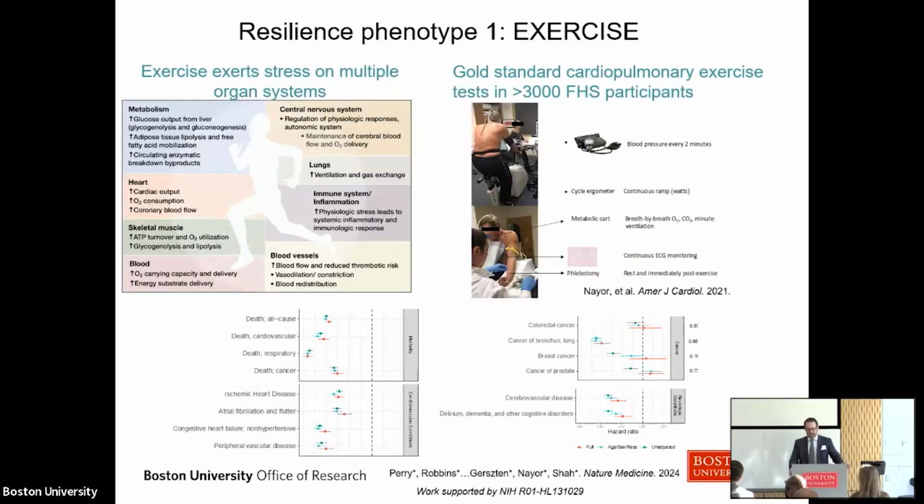And so we've focused on two main physiologic stressors that uncover resilience phenotypes in humans. And we've really tried to focus on stress that's encountered in everyday life. And so the first of these is exercise, which really exerts a profound stress on multiple organ systems and requires multi-organ coordination. We performed over 3,000 exercise tests using gold standard methods in the Framingham Heart Study.